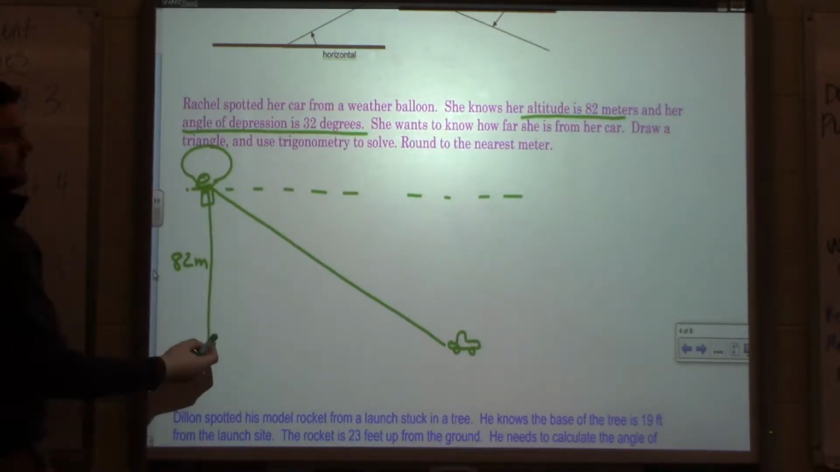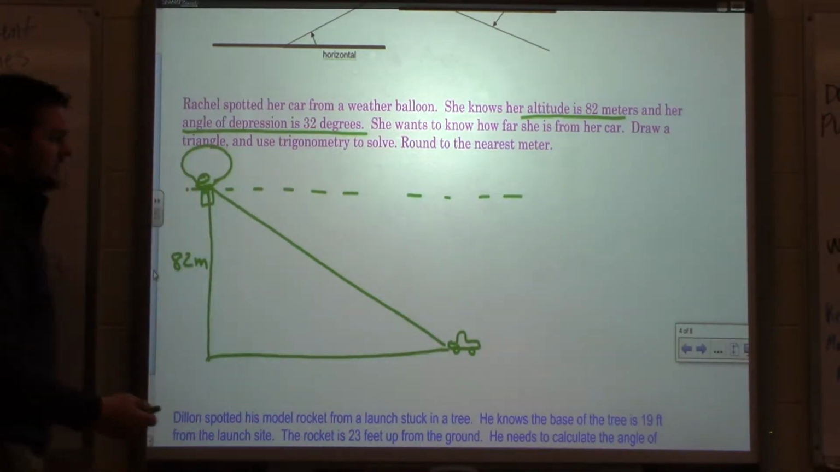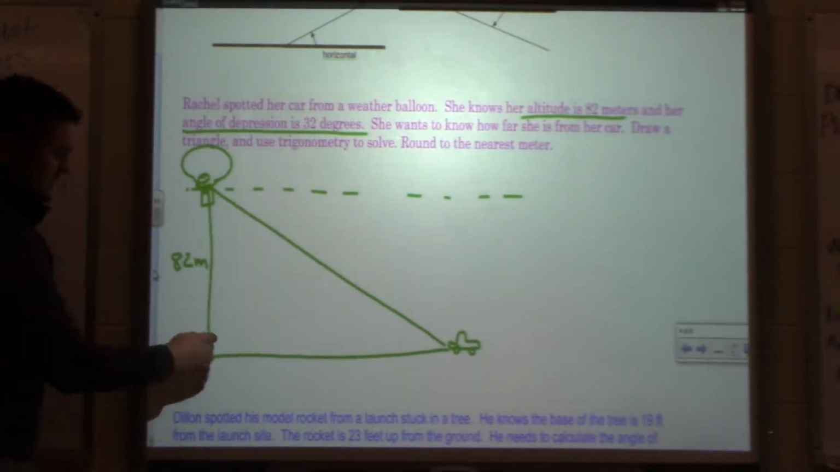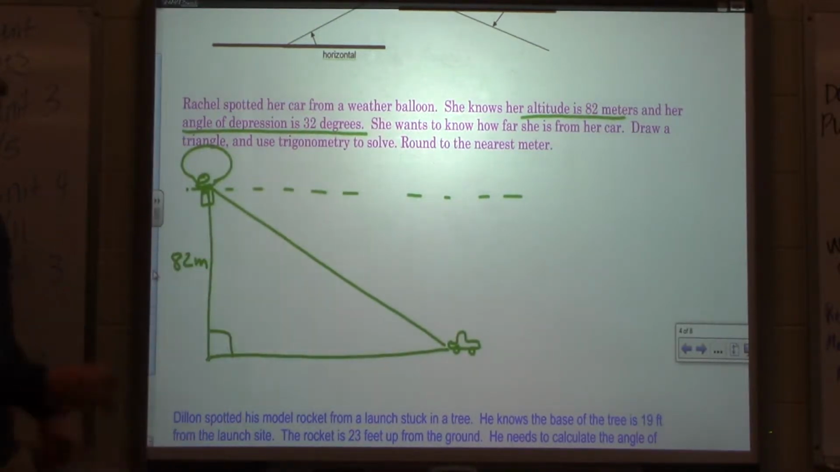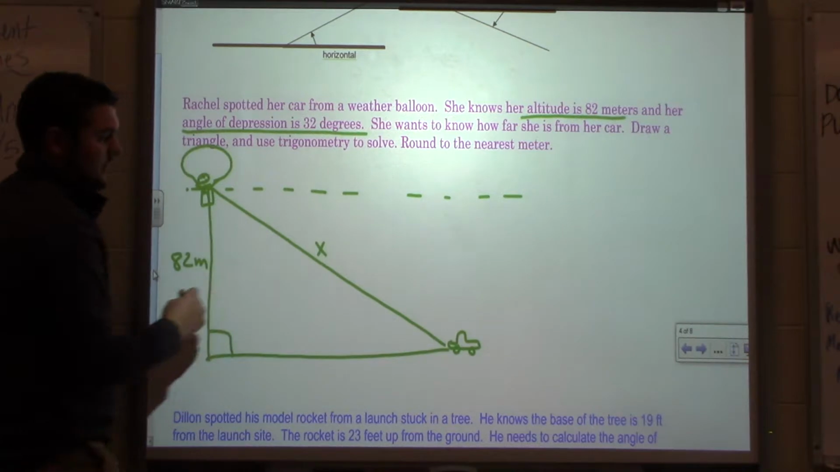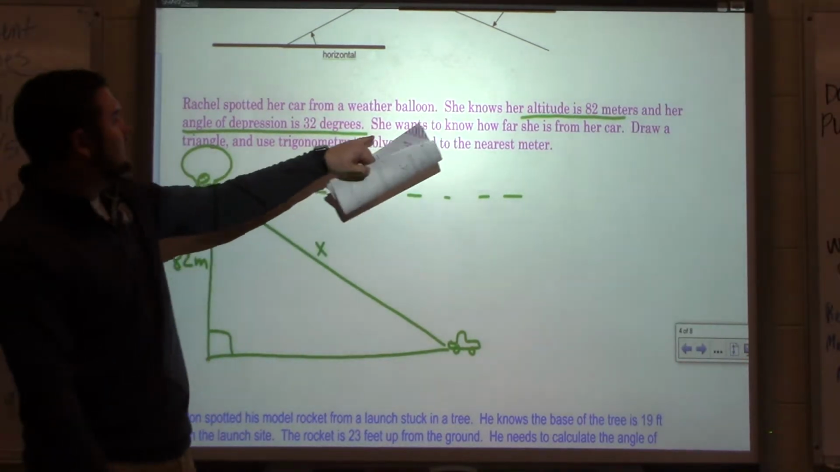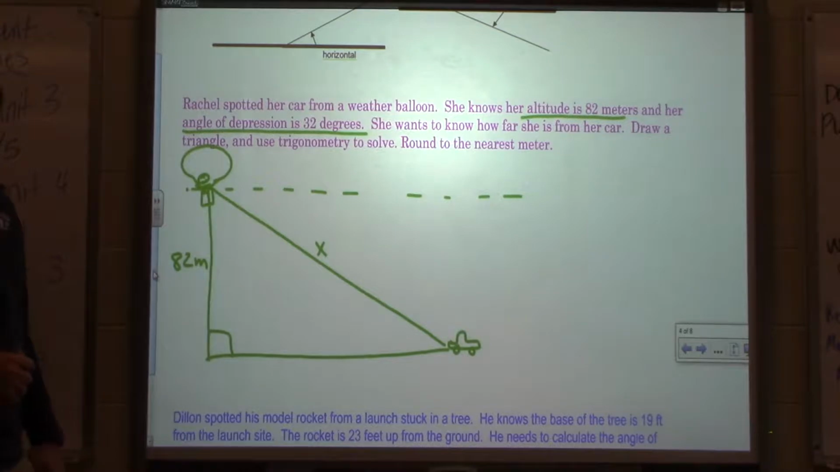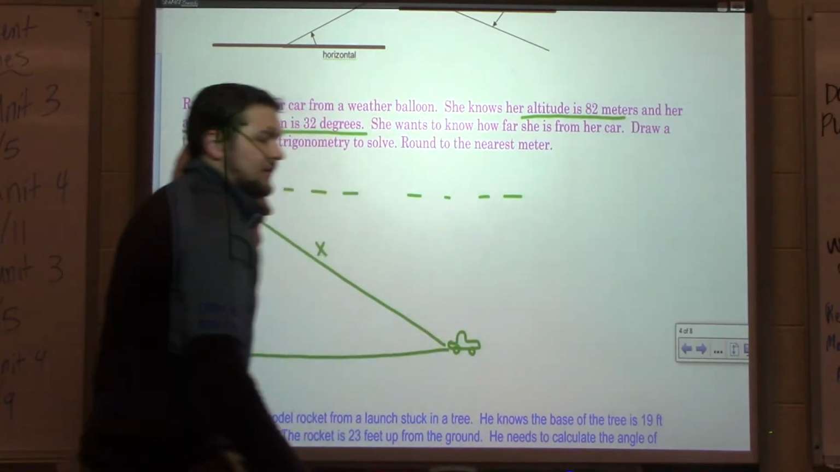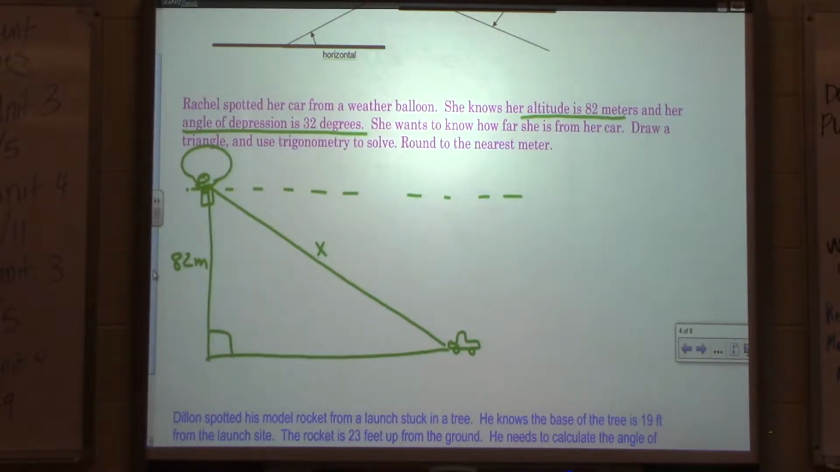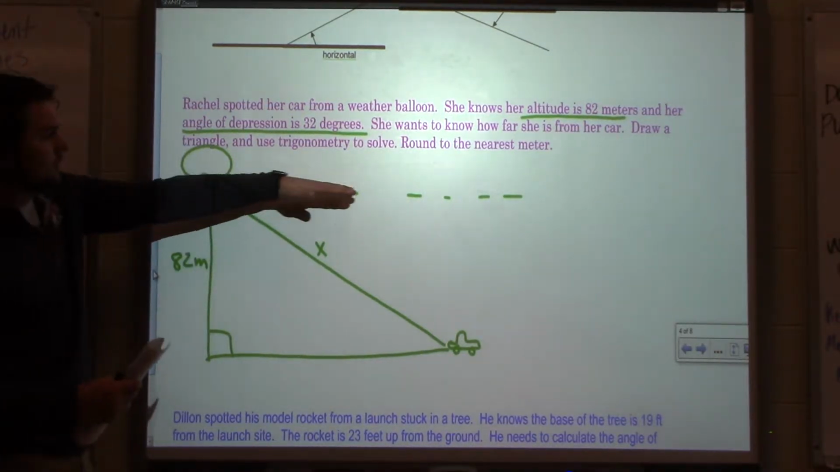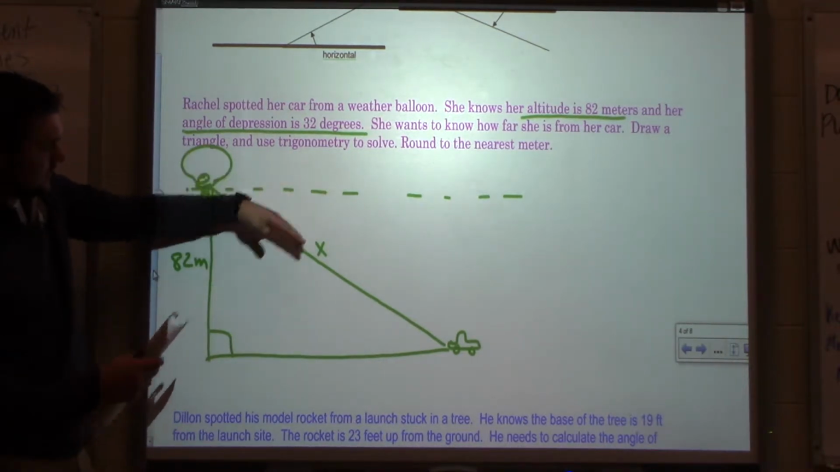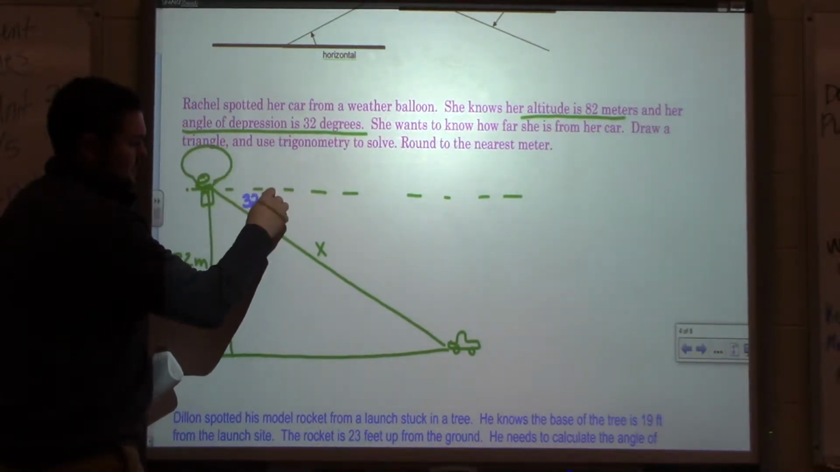She wants to know how far she is from her car. So which other leg of this triangle that we just drew is she looking for? The hypotenuse over here, right? She wants to know how far she is from her car. Okay, so I have that she's 82 meters. The angle of depression, right? We need to figure out which one of these angles is our angle of depression. Well, we said angle of depression was what? Down from the horizontal line. So from my horizontal line here, looking down is 32 degrees.